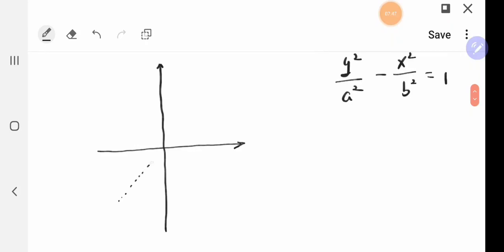If y squared comes first, then the graph is something like this. Let me draw two asymptotes, so it's much easier to graph the hyperbola. Okay, let's say this is the focus C, then this will be negative C, around here. Then let's say the vertex is over here. This is A, then this will be negative A. Then the graph approaches the asymptote like this.